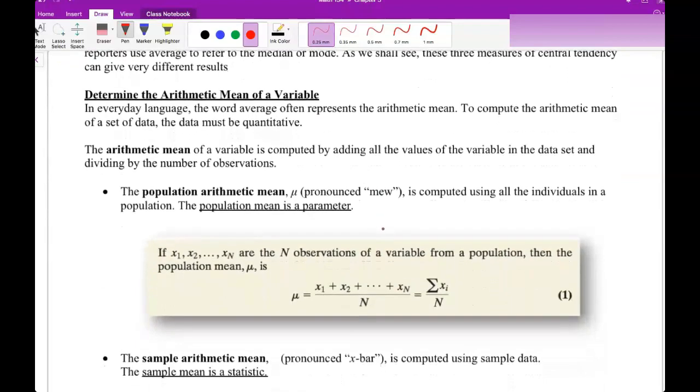What that means is that in this part, we're going to work on finding the average, or mean. Determine the arithmetic mean of a variable. The arithmetic mean of a variable is computed by adding all the values of the variable in the data set, and then dividing by the number of observations that we have, so that is in the denominator.